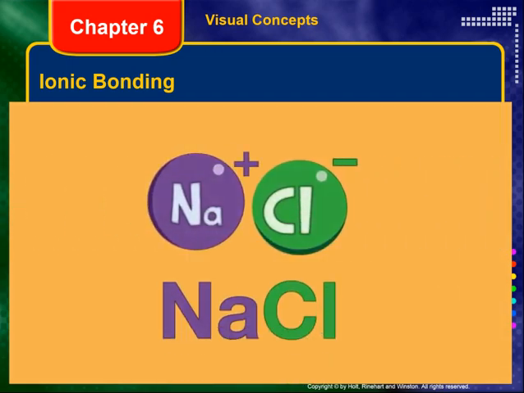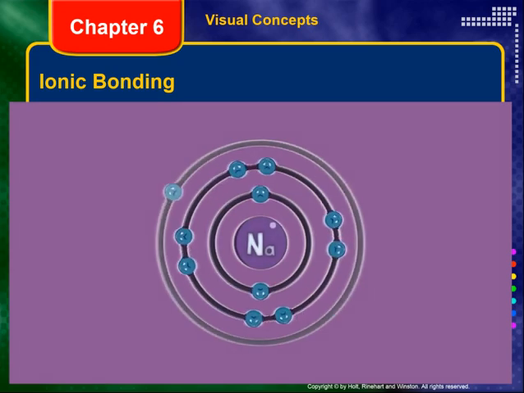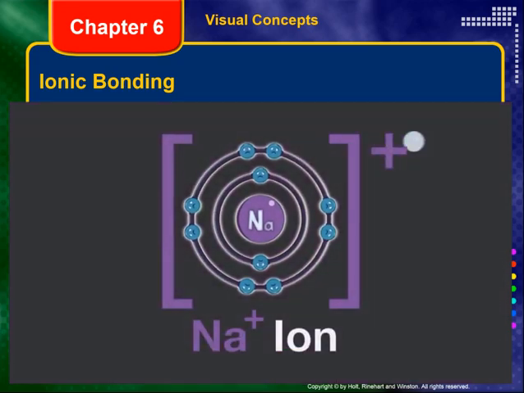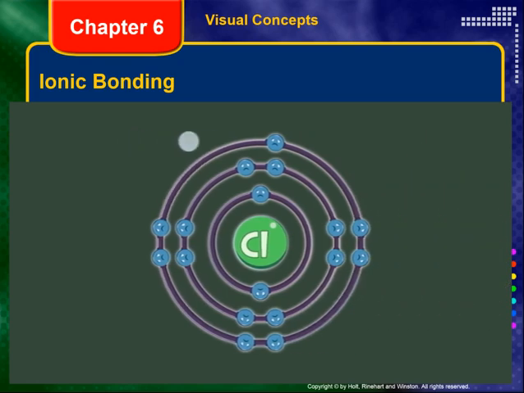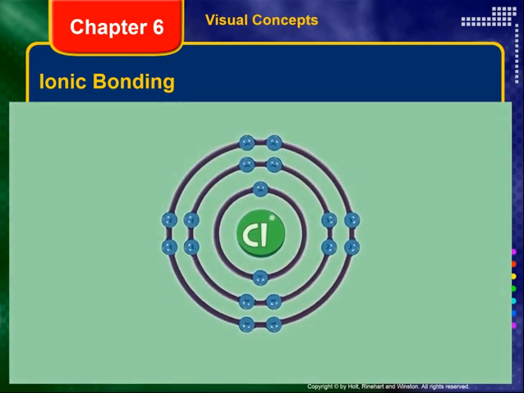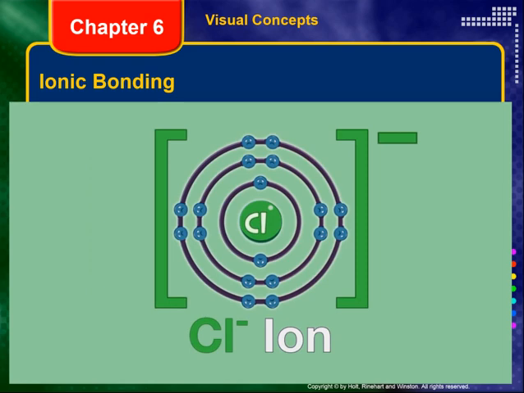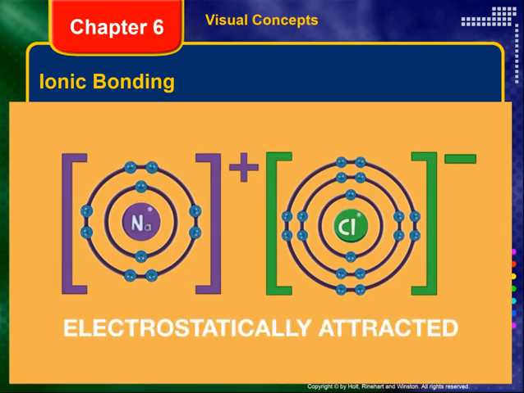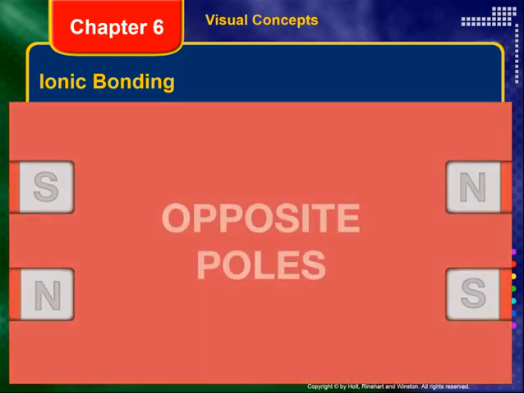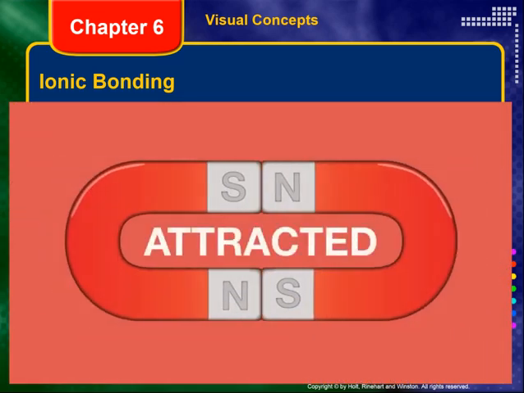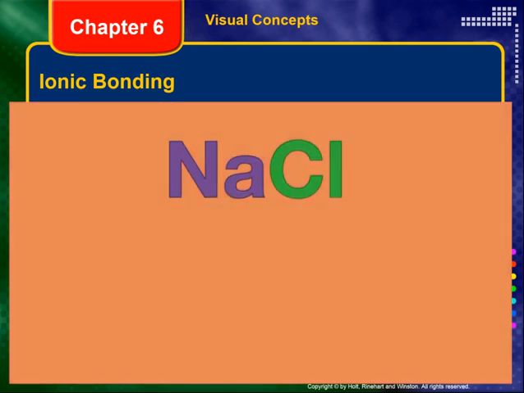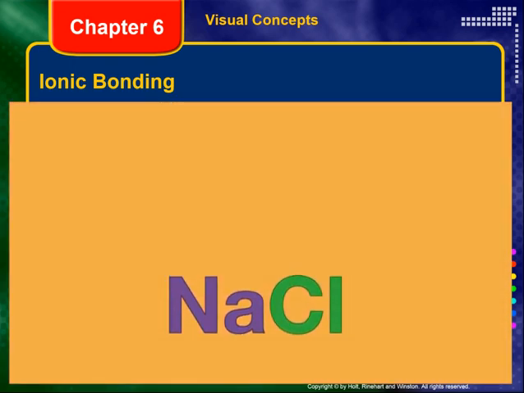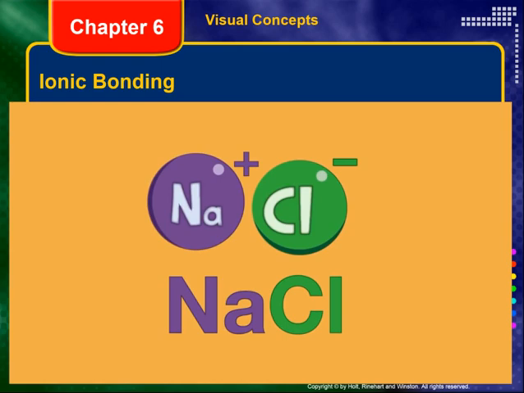Let's look at sodium chloride as an example. Sodium loses 1 electron to form a sodium ion. The electron is not lost, but transferred to chlorine to form a chloride ion. So we have a sodium ion and a chloride ion. They are oppositely charged ions and will be electrostatically attracted to one another, much like how opposite poles of a magnet are attracted to one another. This electrostatic attraction is an ionic bond. Sodium chloride is an ionic compound because it is held intact by ionic bonds.